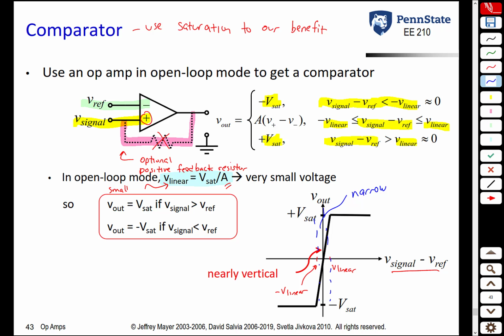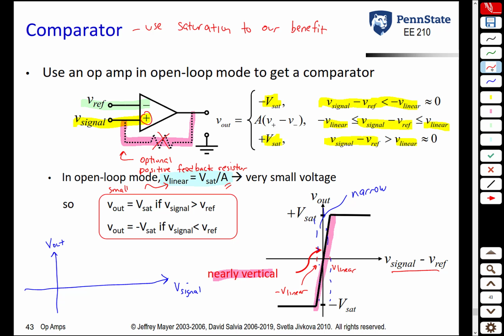Another way to look at it is the slope of this line here is going to be nearly vertical. Let's plot this slightly differently. Rather than plotting V signal minus V reference, let's just plot V signal on the x-axis, and once again we'll plot V out on the y-axis.